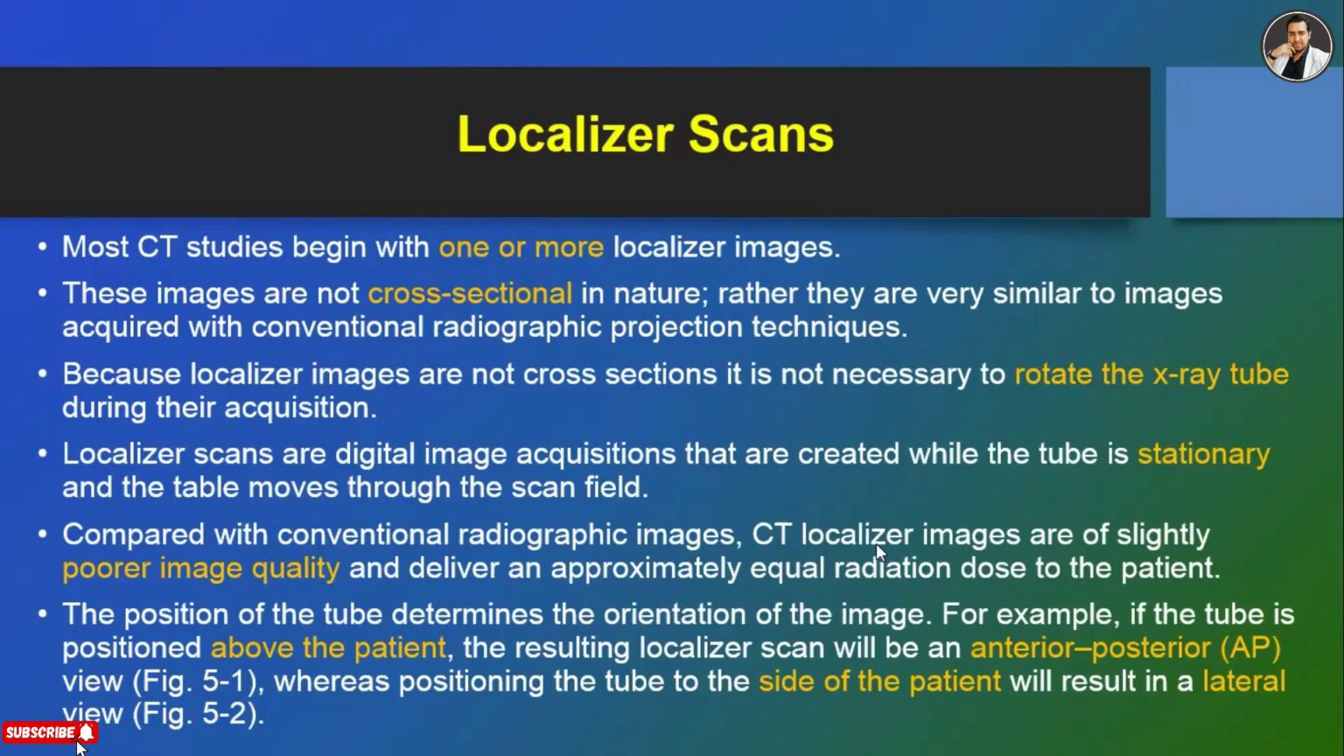The position of the tube determines the orientation of the image. If the tube is positioned above the patient, the resulting localizer scan will be anterior-posterior.